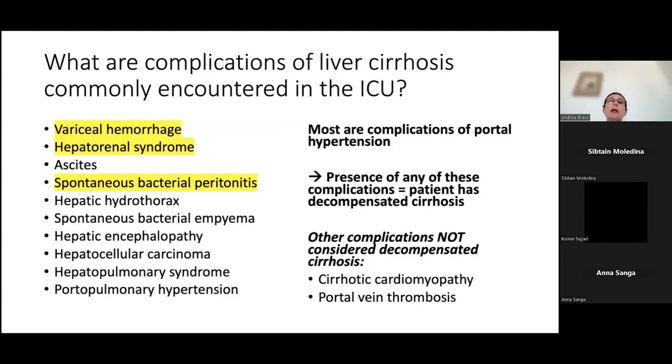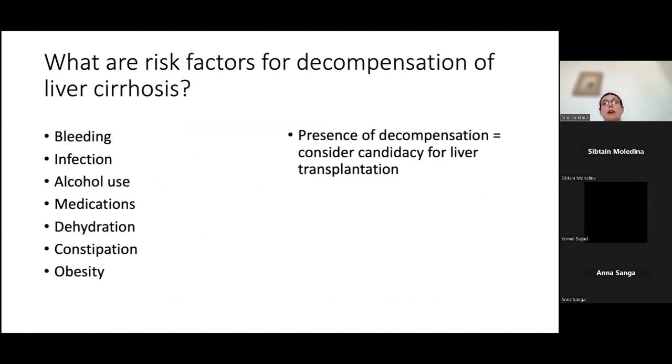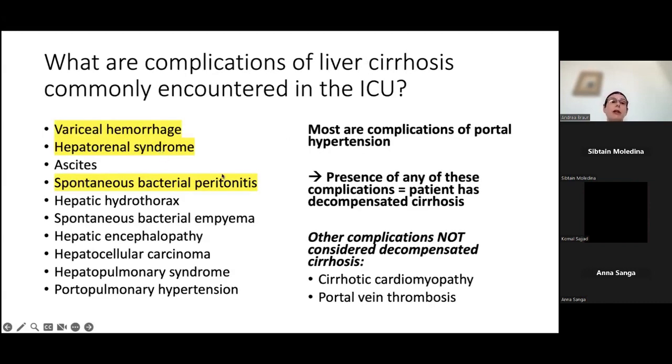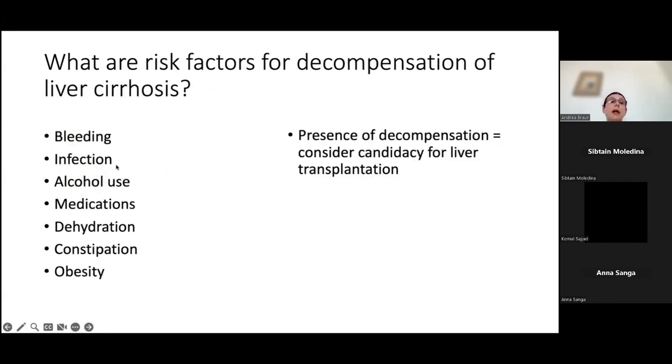And all of these complications, there are certain triggers or risk factors that can make patients get these complications. And bleeding is a very common one. It doesn't just cause the acute variceal hemorrhage, but can trigger the HRS, hepatorenal syndrome, can trigger SBP, bacteremia. Infection is often a trigger. Alcohol use, certain medications. Being dehydrated can make someone decompensate, constipation in itself. And obesity is not necessarily a trigger, but it is a risk factor for getting all of these complications.